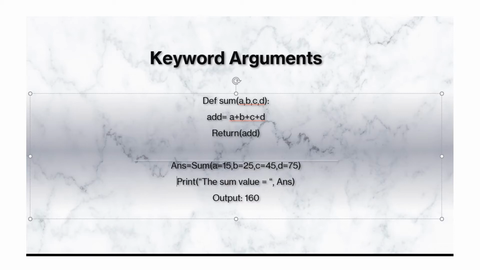All the values will go to the called function, get added, and it returns the same value as output. So here we are getting the value and printing it. The output of this one is 160. So this is keyword argument. The arguments are passed from the calling function to the called function with their respective values.